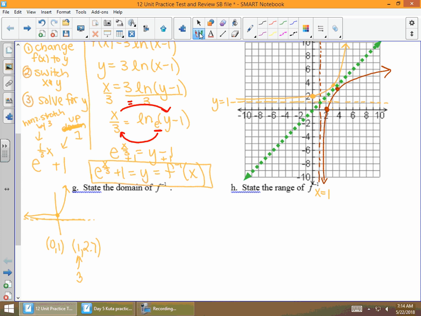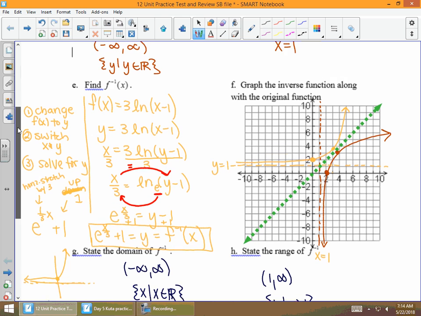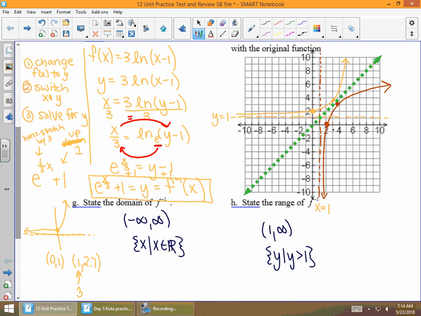Okay, last piece, domain and range. The domain of our inverse here is all reals. We're going to use every x. For our range, we're moved up 1. So we're not using any y values below 1. So 1 to infinity, or y such that y is greater than 1. And you'll notice that our ordered pairs are switched. We have the ordered pair 2, 0, and the ordered pair 0, 2.